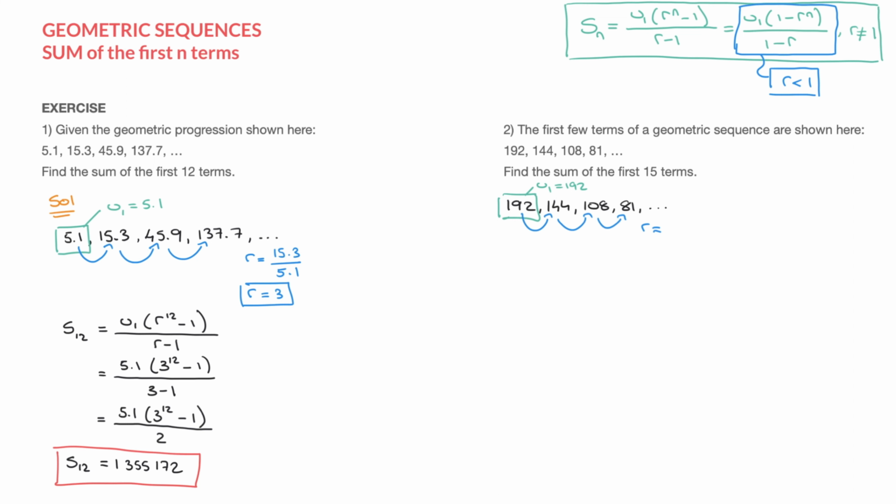And so I'll do that. I'll say that R is equal to 144 divided by 192. And now looking at this fraction here, it can be simplified. And to save us a bit of time, I'll state what the common factor is. It's 48. And so getting rid of that common factor, we can state that this common ratio R is equal to 3 over 4, so I'll write 3 over 4, which we could also write as a decimal 0.75.